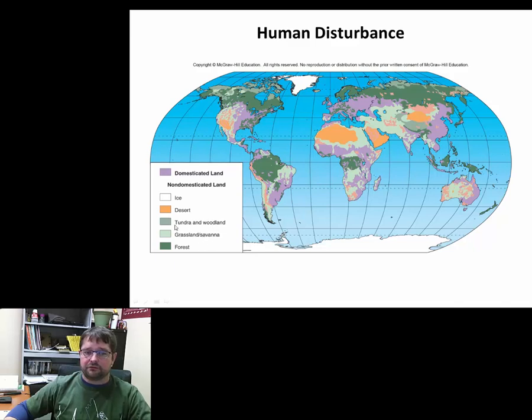And then tundra and things like that, there's no disturbance there because the growing season is pretty short. Grasslands and forests, there are some regions dotted throughout the world that we haven't disturbed yet. Swaths of grassland and forested habitat that we haven't really disturbed yet. But these purple pieces are definitely encroaching on those environments, for sure.